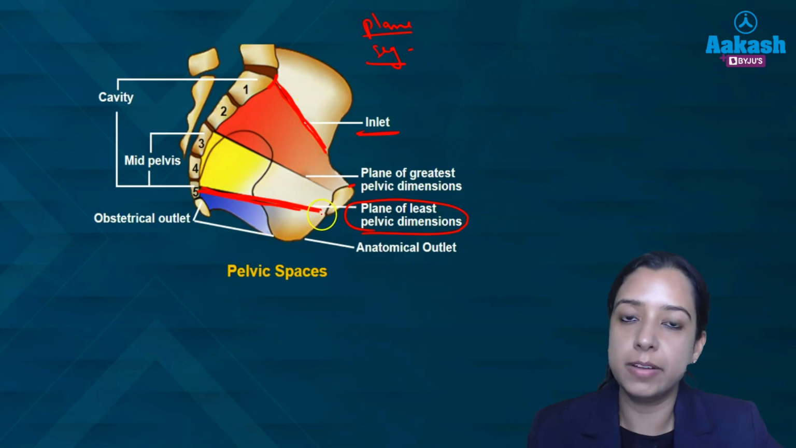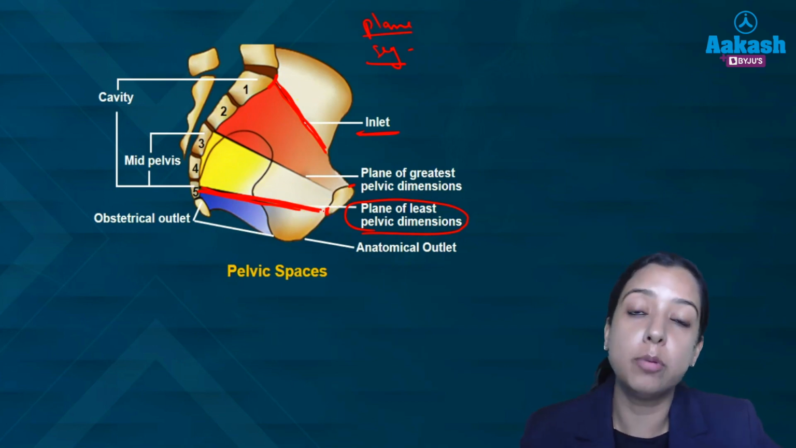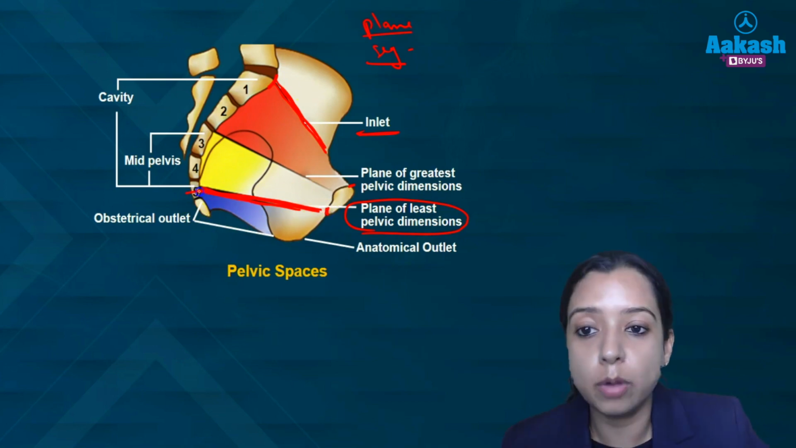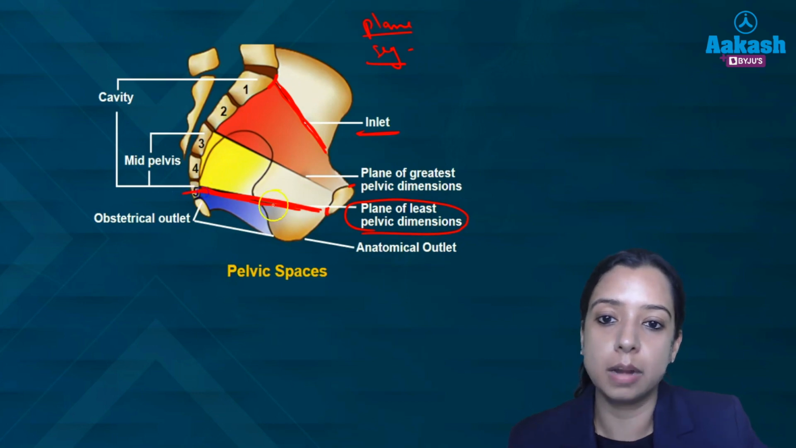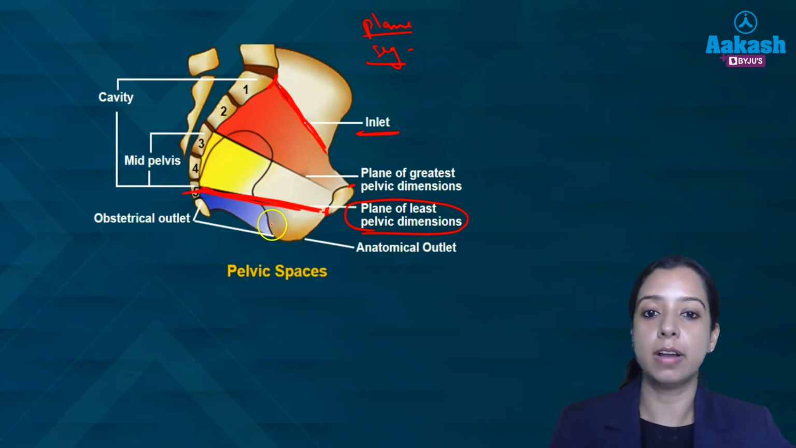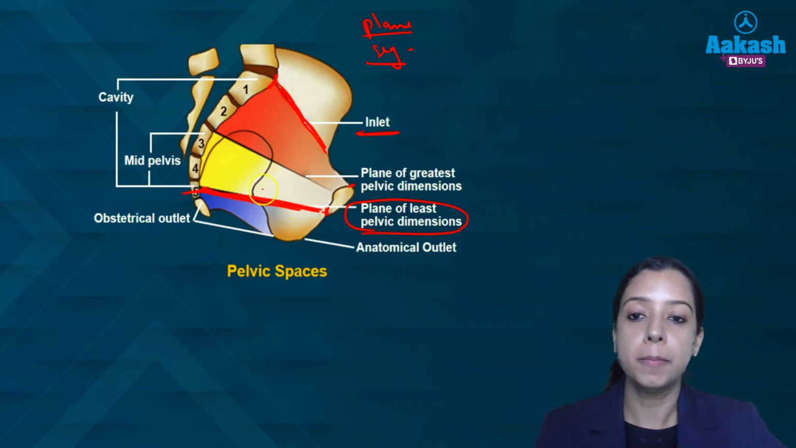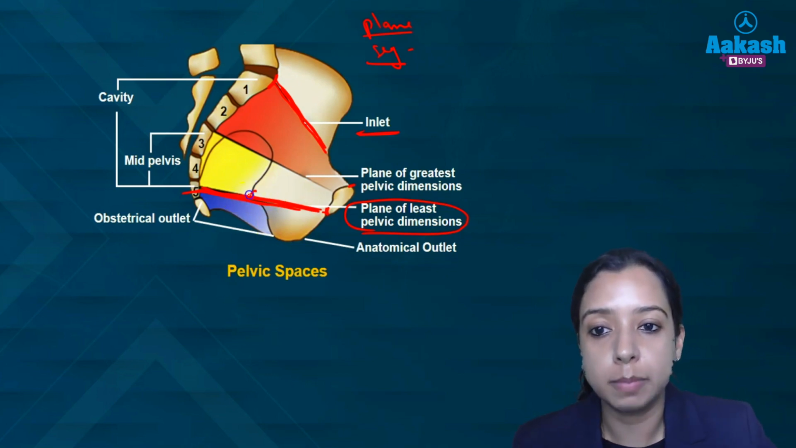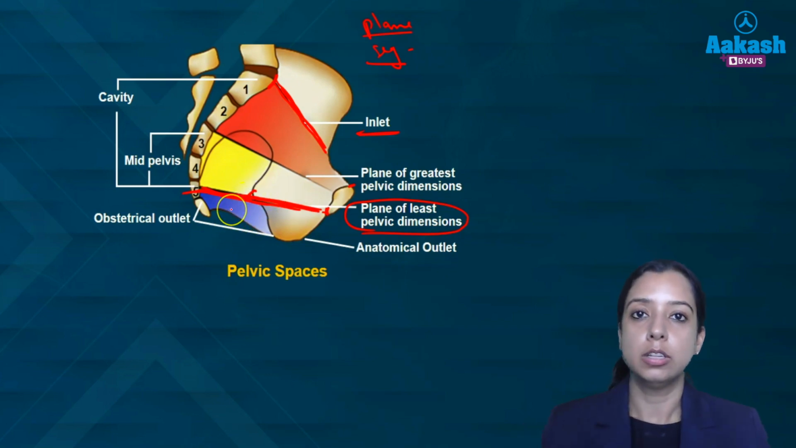Now the plane of least pelvic dimension extends from the lower border of the pubic symphysis up to the tip of the sacrum, and it passes through the ischial spine. Can you see? It passes through the ischial spine. So this plane lies around the area of the ischial spine and it's the smallest area in the pelvis, hence called the plane of least pelvic dimension.